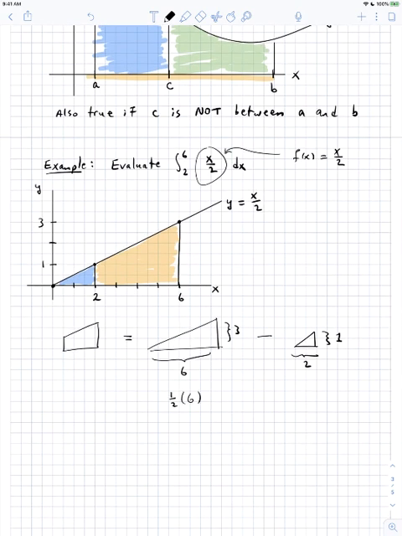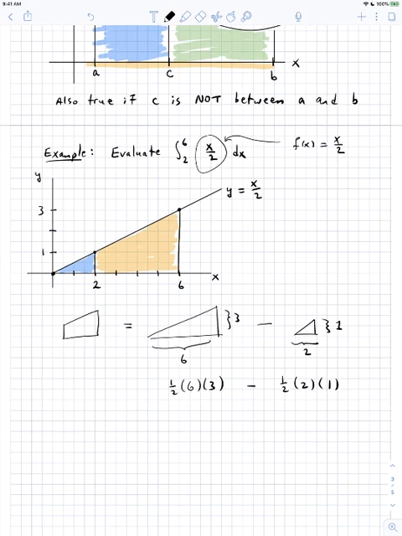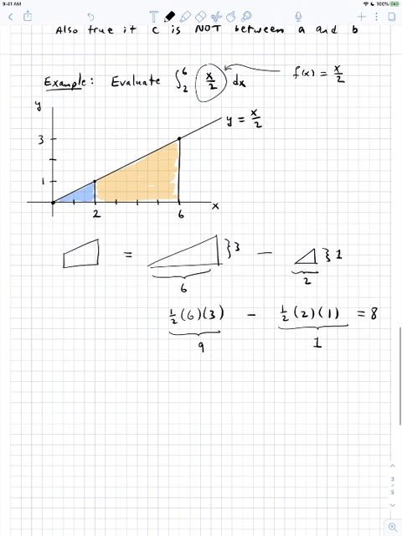So we can compute these. 1/2 times 6 times 3 minus 1/2 times 2 times 1. All right, well that's fine, and we can actually compute these. So for this one, 6 divided by 2 is 3, so this is 9, and 1/2 times 2 is 1, so this is 1. So 9 minus 1 is 8. All right, we can do it geometrically, but we can also do it using the properties of the definite integral. So this was the geometric approach, the geometric method.